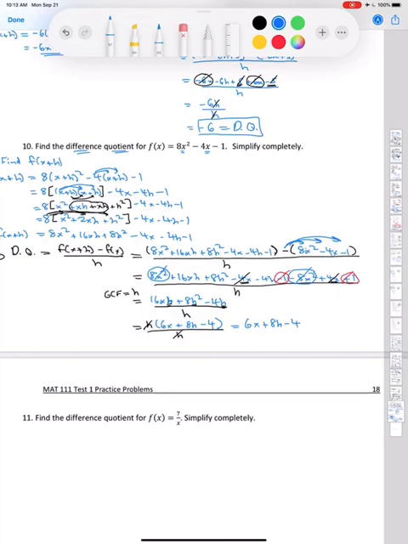And this was a 16. So correct me, I don't know where I dropped my 1 off. It was 16x. So it's 16x plus 8h minus 4. But there it is. There's my difference quotient in this example. All right. So again, you see your difference quotient. Your work is really in the simplifying.